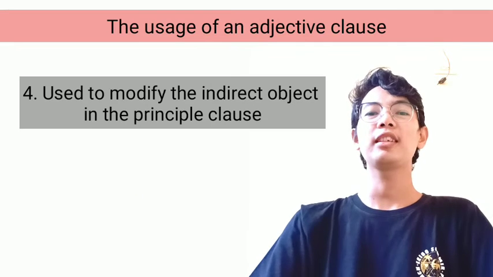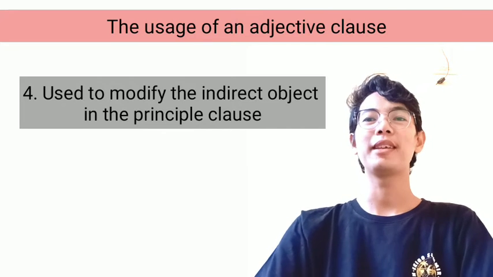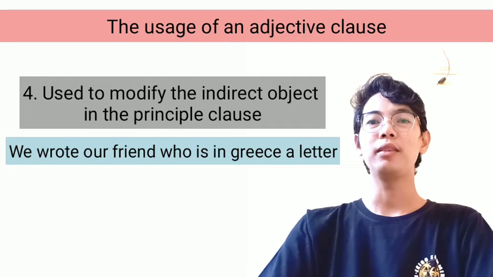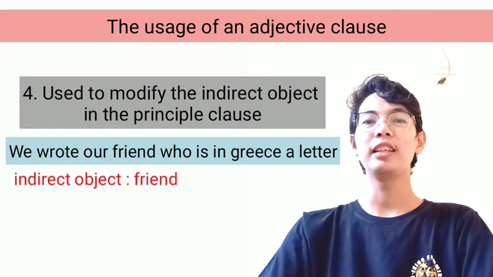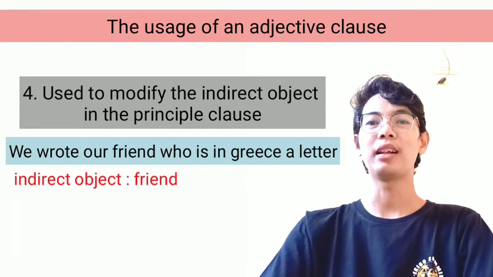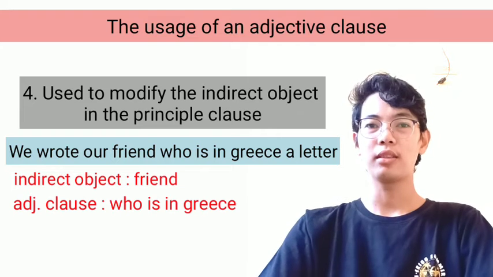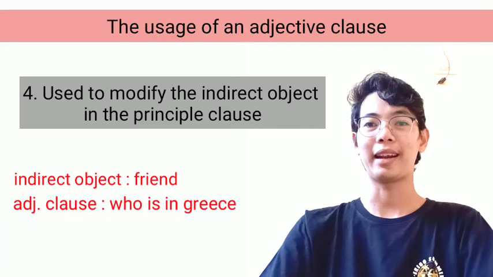4. An adjective clause can be used to modify the indirect object in the principal clause. For example, we wrote our friend who is in Greece a letter. Friend is the indirect object in the principal clause. We wrote our friend. The adjective clause who is in Greece modifies the indirect object friend.